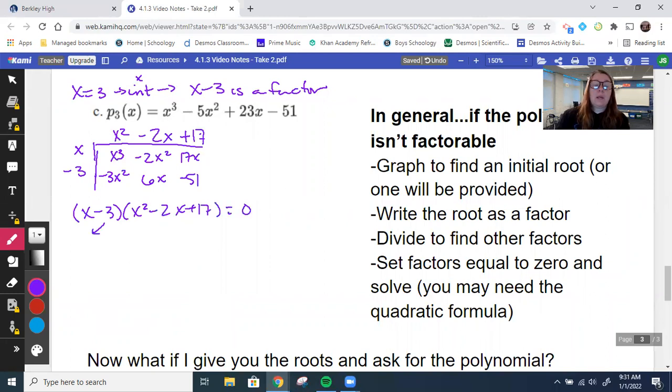The solution from this is x equals 3. The solution from the other factor, it's not factorable, right? Numbers that multiply to be 17 and add to be negative 2, nope. So x equals the opposite of b, so 2 plus or minus the square root of negative 2 squared. Make sure that negative 2 is in parentheses and squared.